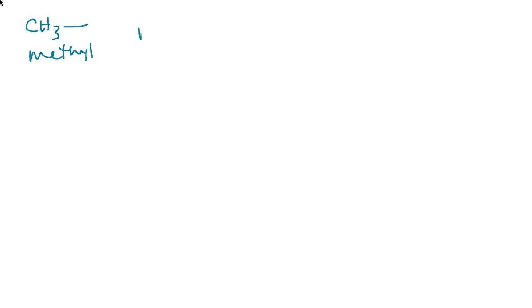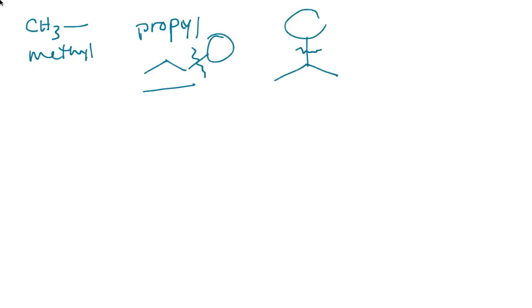Propyl, a propyl substituent would be attached to 3 carbons. I use that squiggle to indicate that's a bond to something else. Okay, something else is here. This is a 3-carbon group. So that's a propyl substituent. We often use isopropyl. That's an attachment on the middle carbon, so something else is here.